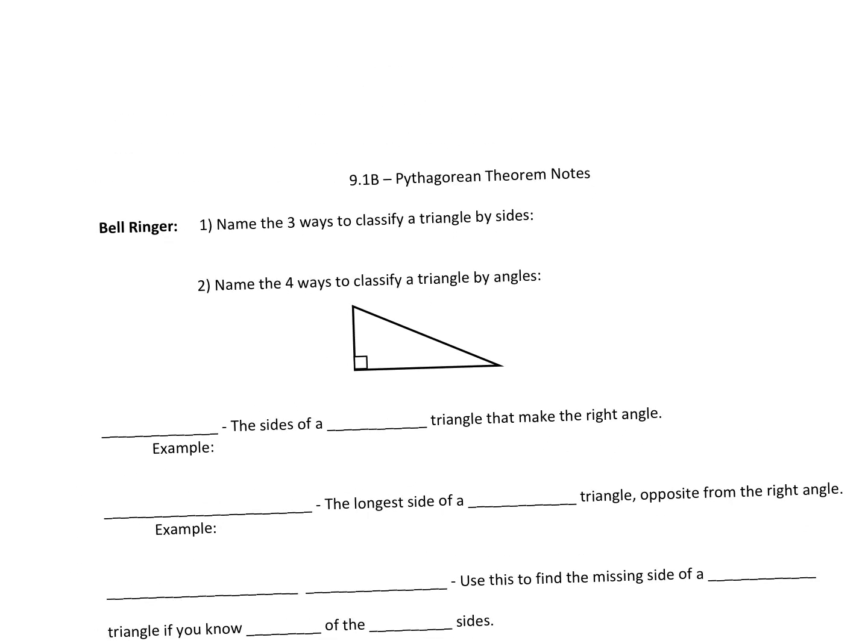Okay, we are starting on Unit 9, Chapter 9.1. Let's start with some review questions. Name 3 ways to classify a triangle by its sides.